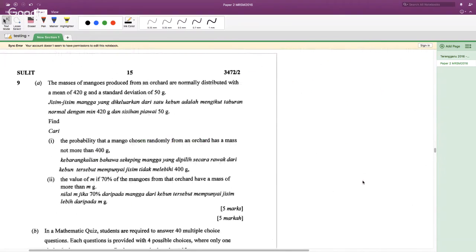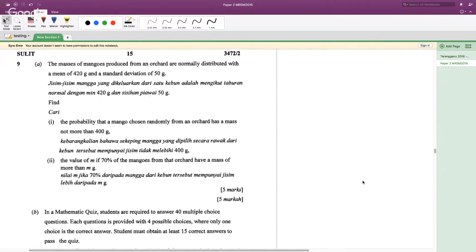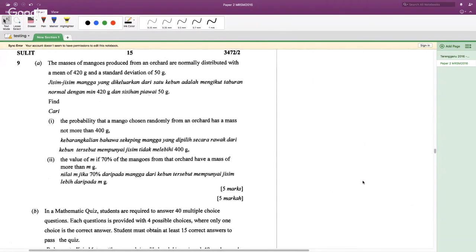Okay, so number 9. All right, so this question is very similar to one of the past year questions. Question 7, multiply the top and bottom by sine x cos x is much faster.